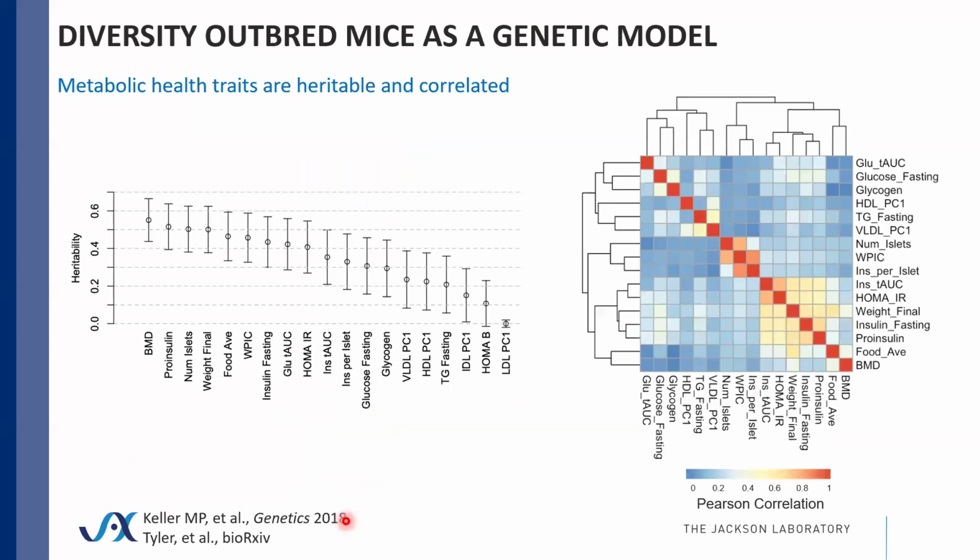If you look across these Diversity Outbred mice as a genetic model of metabolic traits, you see a lot of nice heritability across a number of traits. These are mostly insulin function and adipose-related traits across the board. Pretty good heritability, nice correlation structures across those traits, as one might expect. This is primarily work that was done by Alan Attie's group and Mark Keller at Wisconsin. We leveraged this population and a lot of this in vivo data to further those studies.